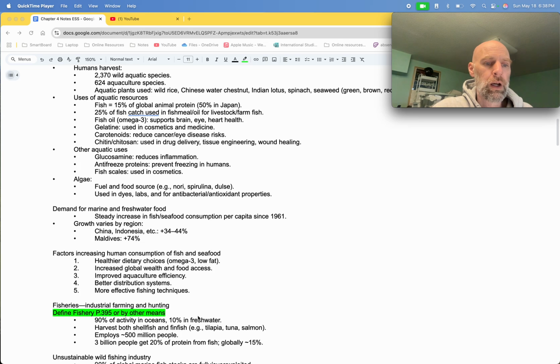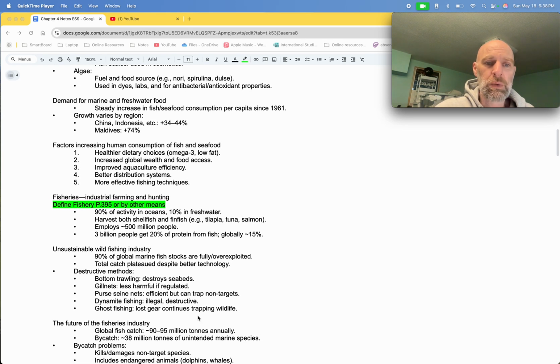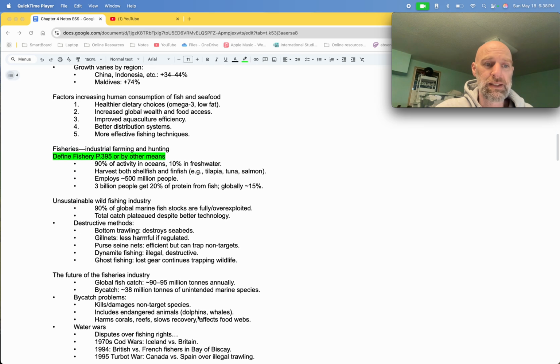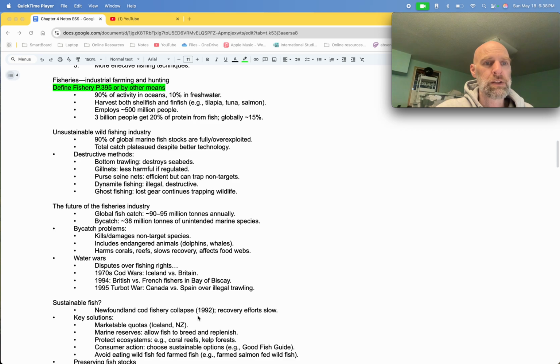So, all right, fisheries, industrial farming, and hunting. First thing we should do is probably define these. All right, page 395 or by other means. So 90% of activity is in the ocean, 10% in freshwater.